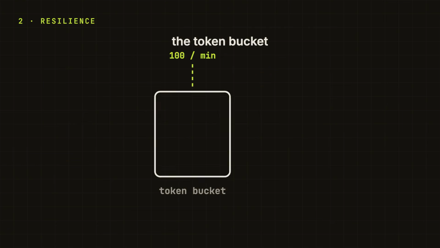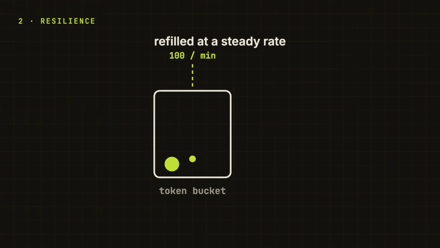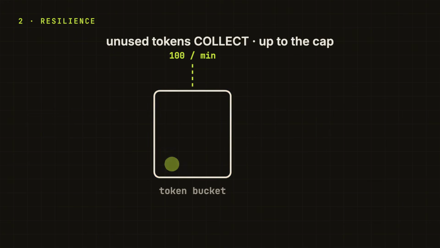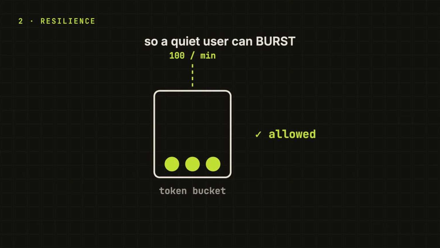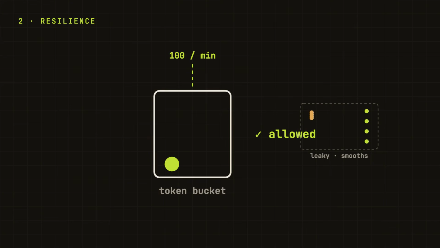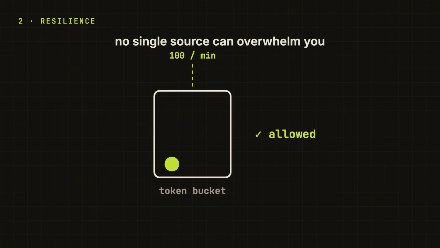And the main mechanism to know is the token bucket. Picture a bucket that is refilled with tokens at a steady rate, let's say 100 per minute. Every request takes one token out, and if the bucket is empty, the request is rejected. And because unused tokens collect in the bucket up to its size, a quiet user can suddenly make a small burst of requests, which is usually exactly what you want. The leaky bucket is a close cousin that smooths the rate out instead. So, rate limiting keeps any one source from overwhelming you.